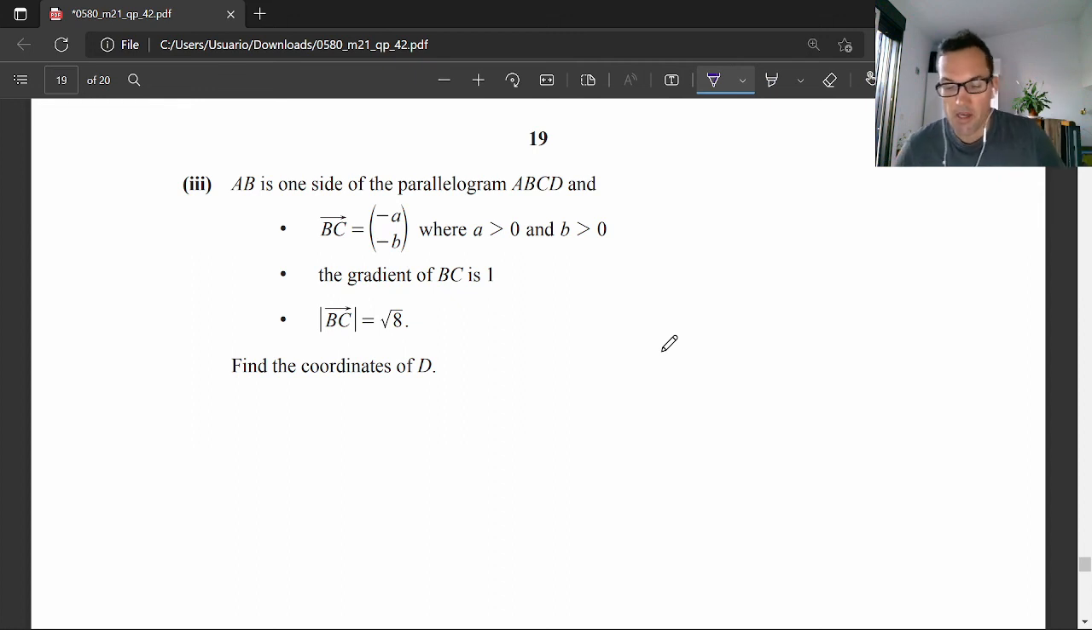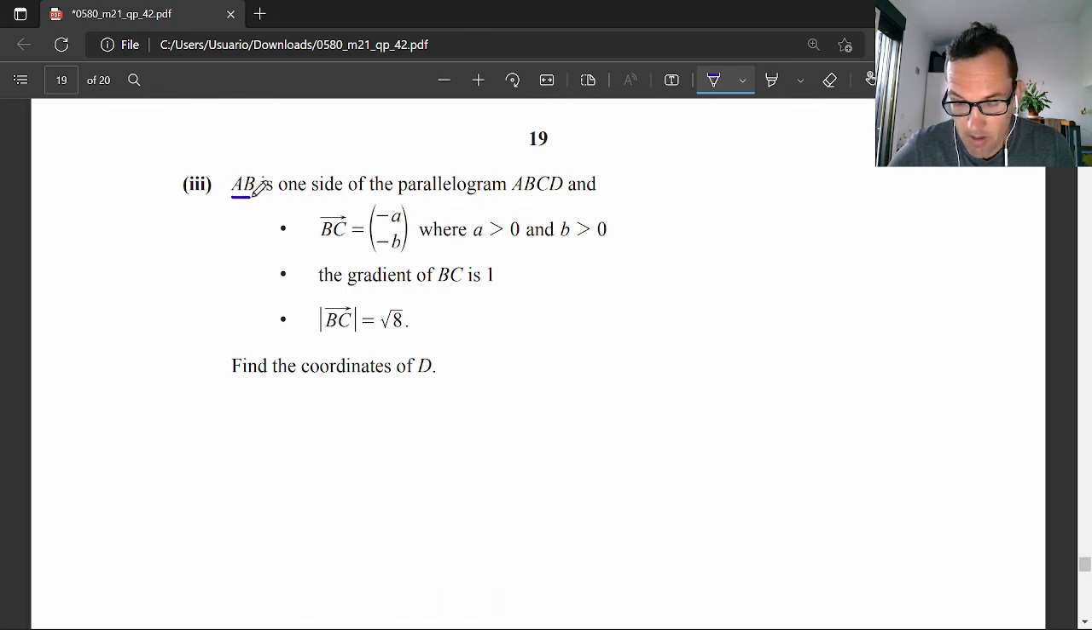Question 12b, number 3, the last question on the paper. And this is the examiner's swan song, the one where they try to break you. But you can do it. If you just take each piece of information one at a time and go through this slowly, it is very doable. So let's start. AB is one side of a parallelogram ABCD.